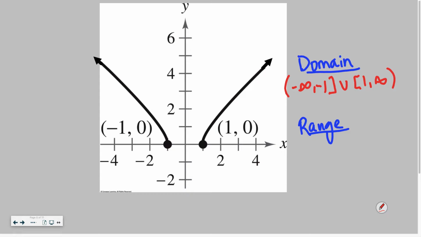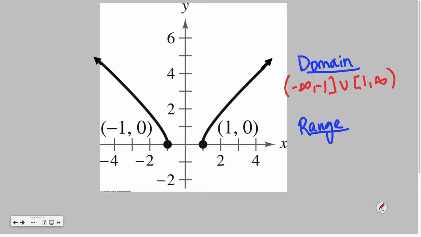So negative infinity to negative 1 is describing this piece here, and then 1 to infinity is describing this piece here. Make sure you put those parentheses around your infinities because it's not a number, we can't include it. But we do want to include the negative 1 and 1.